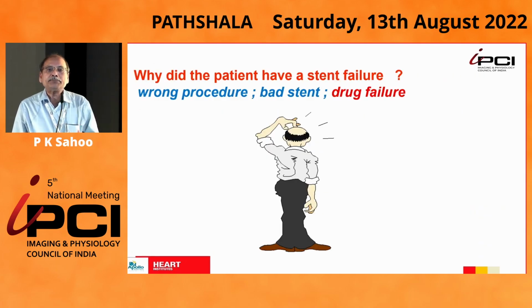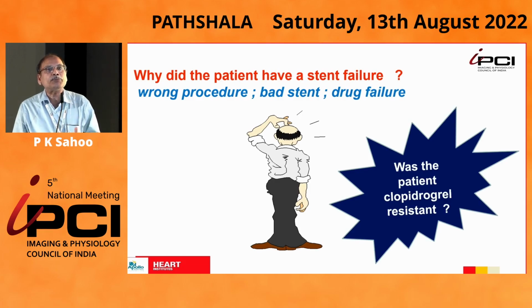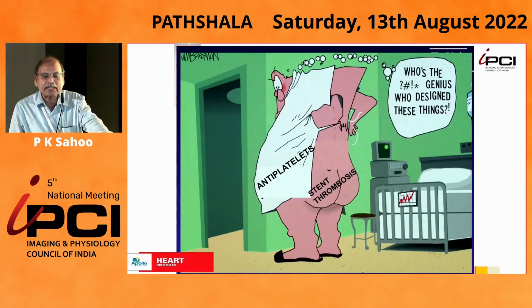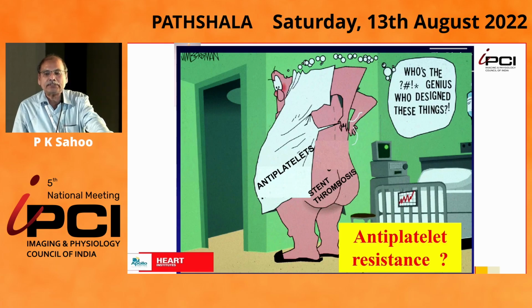So these are all the observations that I could make from whatever was given to me. Now, why did this patient have a stent failure? We always say possibly the procedure is wrong, it was a bad stent, or it's a drug failure. And we know that recently this patient was switched from ticagrelor aspirin to clopidogrel aspirin, and possibly drug failure could have been a cause, and possibly the patient was clopidogrel resistant. Just 10 days after the drugs were changed, the patient came with a stent thrombosis. It is exactly like this that hospitals see antiplatelets and stent thrombosis that do not match with each other, and antiplatelet resistance is a known entity that we should know.